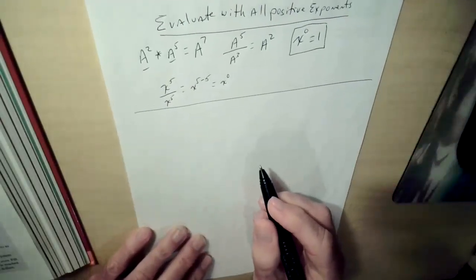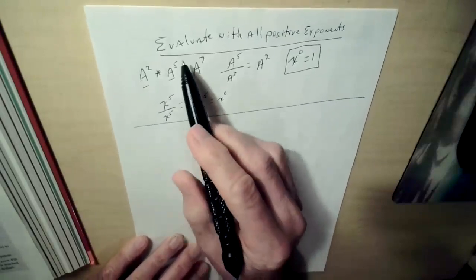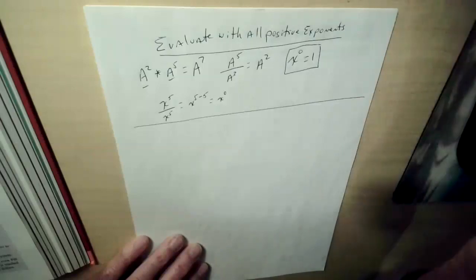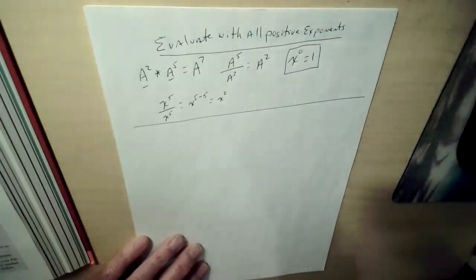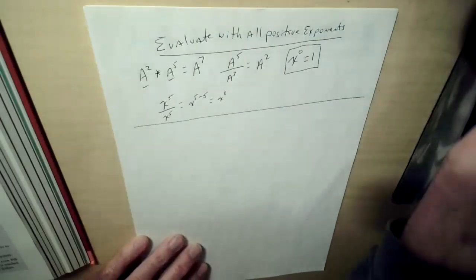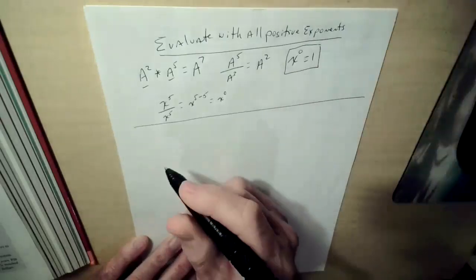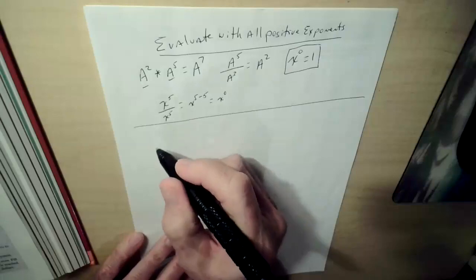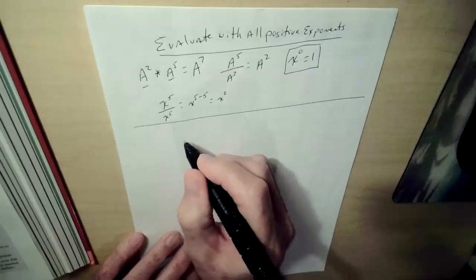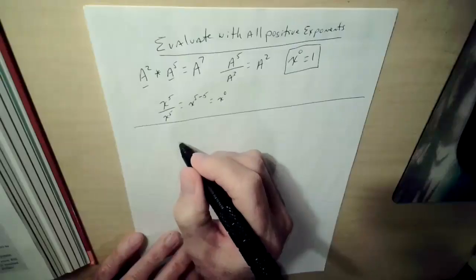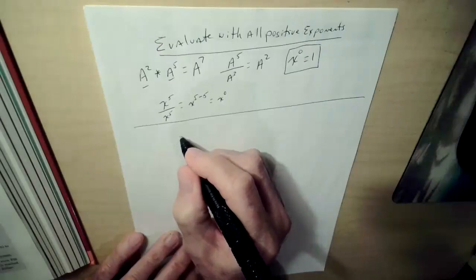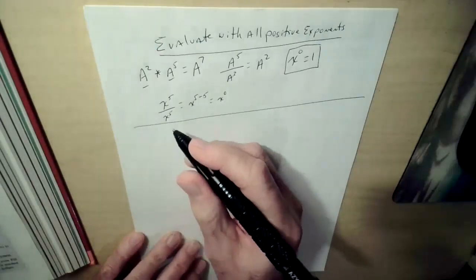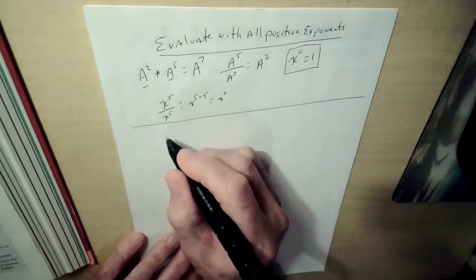Okay, now what you're going to get on the final exam is it's going to say evaluate with all positive exponents. All positive exponents. Now, if the exponent's negative, move it. If it's in the numerator, put it in the denominator. If it's in the denominator, put it in the numerator. You just have to move it.